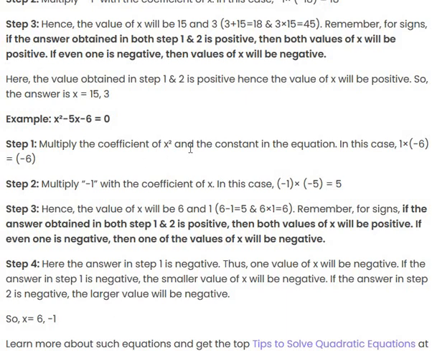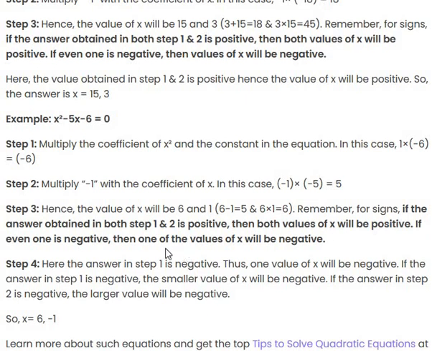Step 1. Multiply the coefficient of x square and the constant in the equation. In this case, 1 into within bracket minus 6 is equal to within bracket minus 6. Step 2. Multiply within bracket minus 1 with the coefficient of x, in this case, within bracket minus 1 into within bracket minus 5 is equal to 5. Step 3. Hence, the value of x will be 6 and 1, within bracket 6 minus 1 is equal to 5, and 6 into 1 is equal to 6.